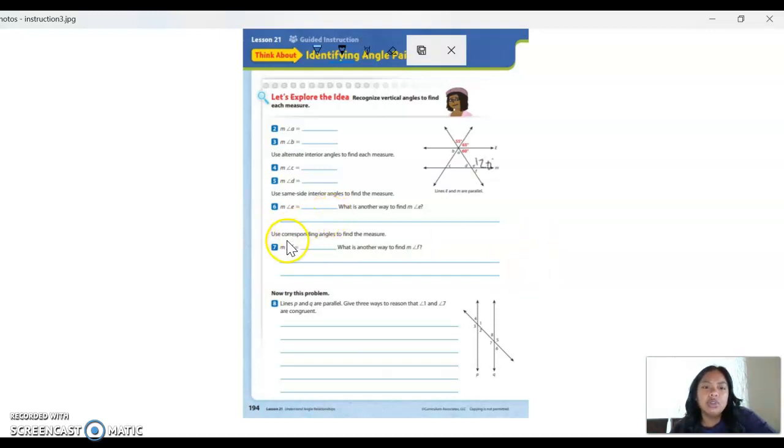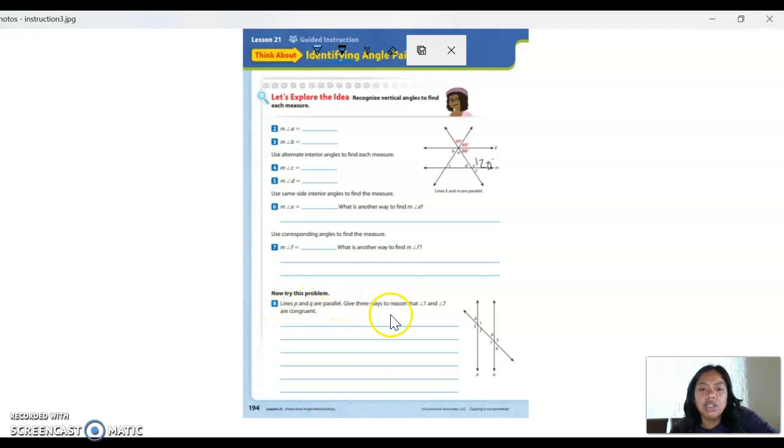Okay, the next one, use corresponding angles to find this measure. The measure of angle F. Here's the measure of angle F, and the corresponding angle is right there. They are corresponding to one another, so the measure of angle F is 60 degrees. Okay, number 8, it says lines P and Q are parallel.